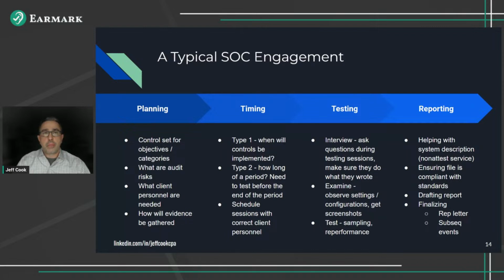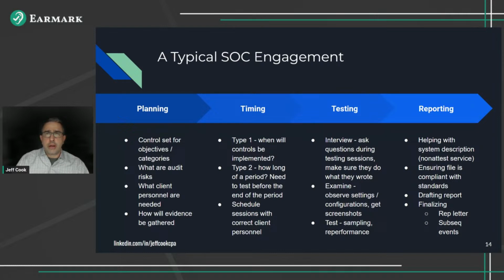Then reporting. So a lot of firms will help with the system description, which is a non-attest service, which I mentioned briefly in the independent slide. As long as you're helping just develop information that's already been provided, and then they are ultimately management of the client has to supervise it and understand what's being done, that's an okay non-attest service. I recommend putting that in engagement letter. Can have a whole session on that separately.